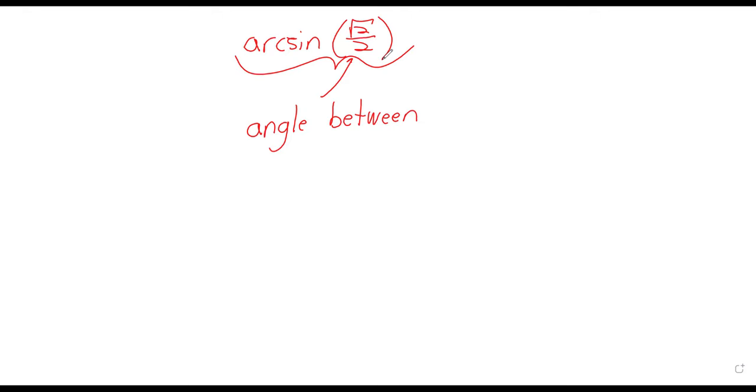Is it like if 0 is greater than or equal to x, then it would be greater than pi? Is that what you're talking about?